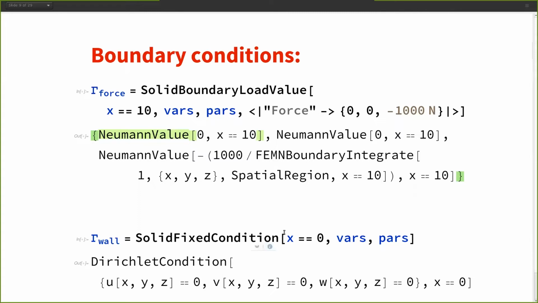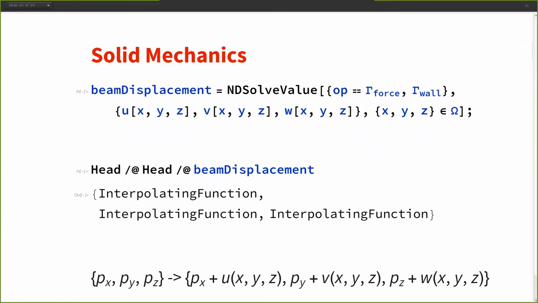Solid fixed condition. On the left-hand side, we say the vars and pars means that there is no movement in the x, y, and z direction. So the solution there for u, v, and w is 0. Next thing is we'll plug this system of equations into NDSolve. Again, the dependent variables are u, v, and w over the domain we specified.